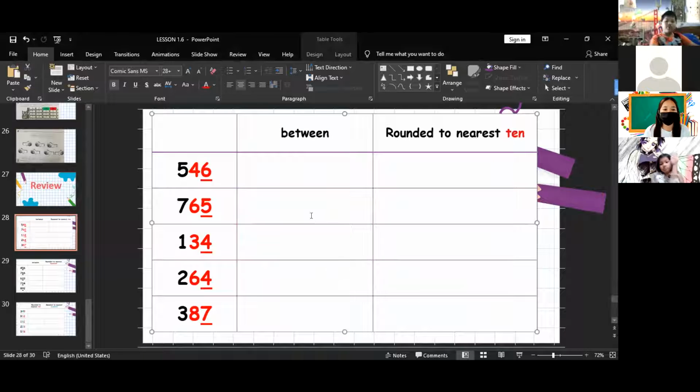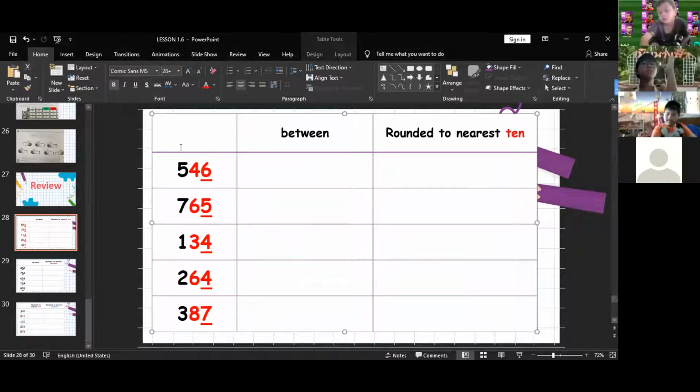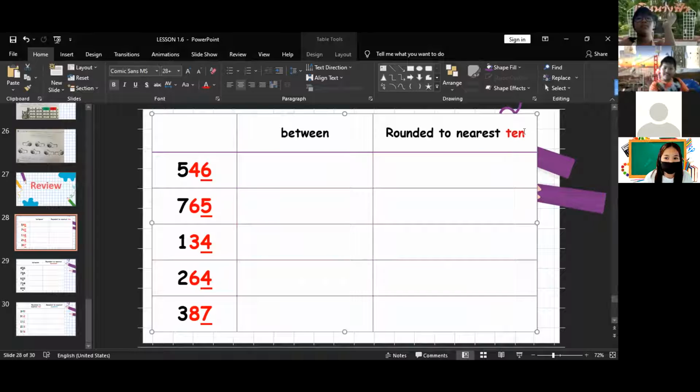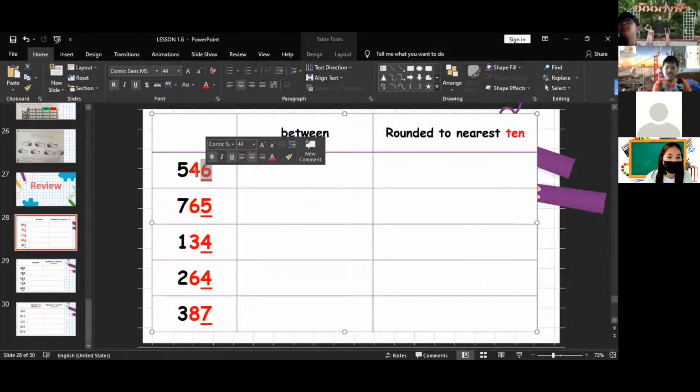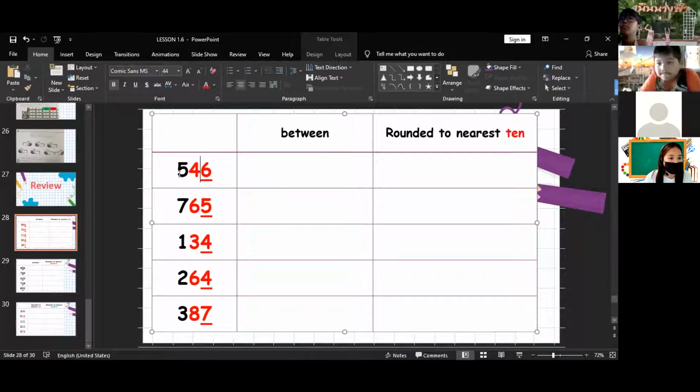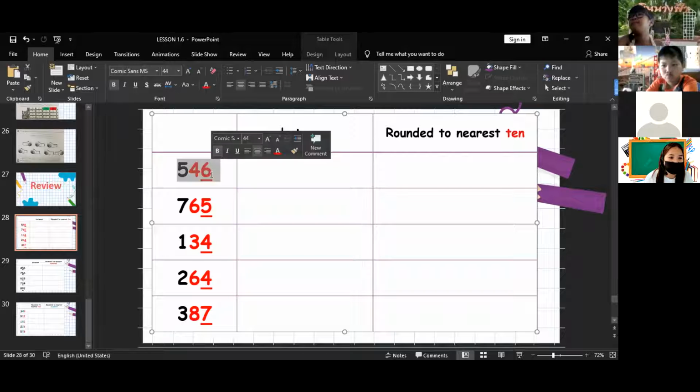Okay, so we're going to have an example first for rounding numbers to the nearest 10. Can you see the red here? If we're talking about the nearest 10, we're going to talk about the two numbers only here, the color red, because 6 is ones, tens, and then hundreds. But we're going to talk only about 10. That's why the two numbers only here. If we're going to talk about 10, we're going to see the last number. Can you see the underlined number here?